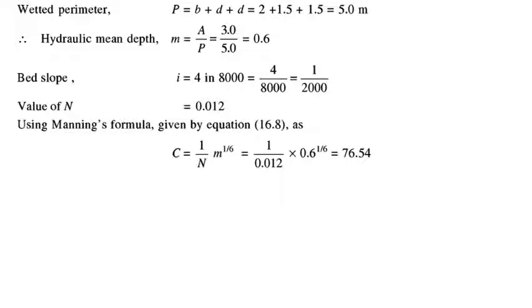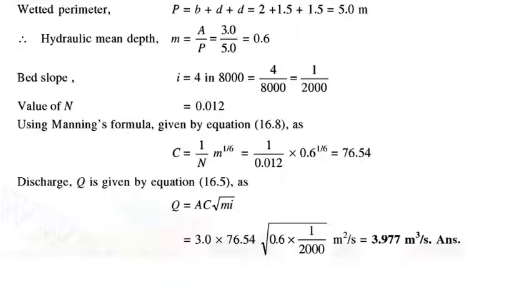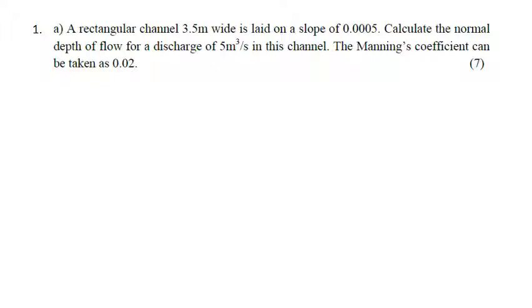To find the discharge, we need Chezy's constant. To find it, we use Manning's formula, C = (1/N) M^(1/6). Substituting the values of N and M, we get C as 76. Substituting C in the equation for Q, we get 3.977 cubic meters per second. You can try this problem at home. Thank you.